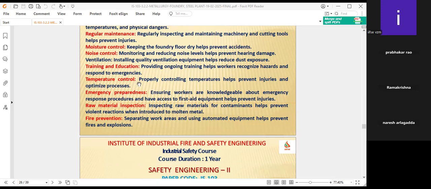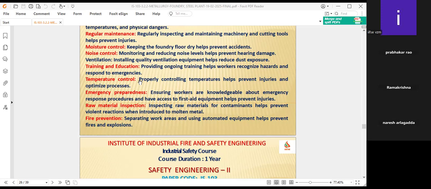Temperature control: properly controlling temperature helps to prevent injuries and optimize the process, because various processes like pouring, melting, heating, heat treating and surface cleaning all involve handling hot objects. Unless the temperature is properly controlled, we cannot ensure that the worker will be without injuries, and they cannot come out of the shift safely. That's why temperature control also has to be there.